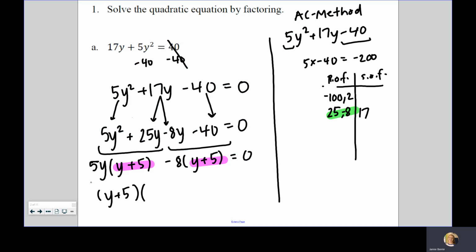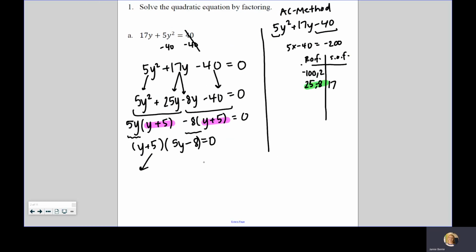Leftover stuff is (5y - 8) equals 0. Whoops, lost my little parentheses. There we go. Now just set each one of these equal to 0 individually. So y + 5 = 0 and 5y - 8 = 0.